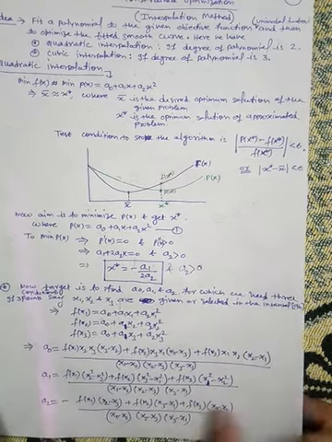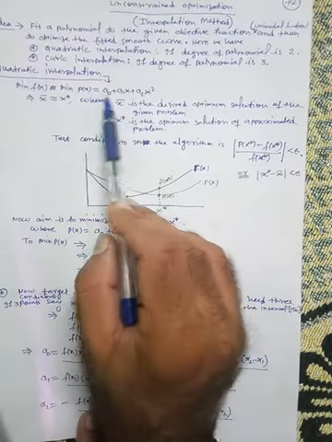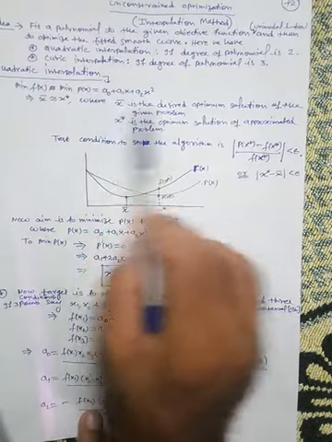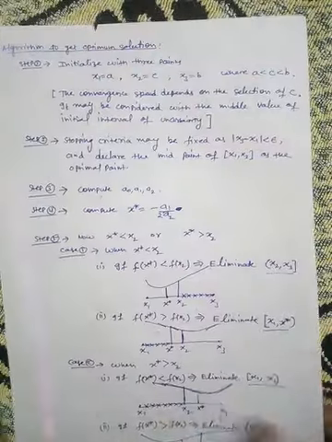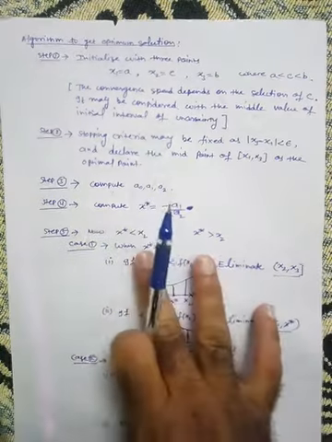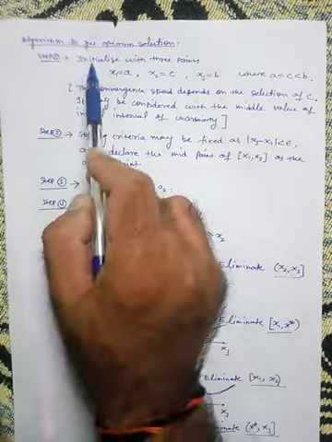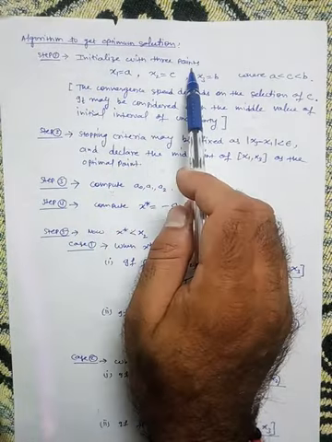Fine. So once you have a0, a1 and a2, then you have p of x. Then you know p of x, the approximated polynomial. Okay, now what is the algorithm? In terms of the algorithm, this method is step number 1: initialize with 3 points.